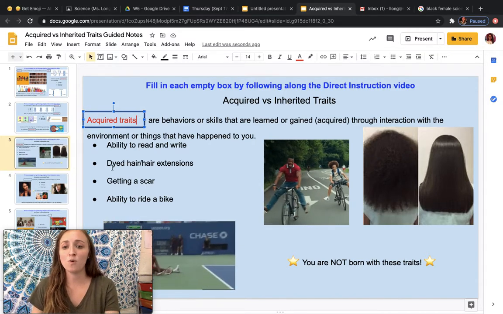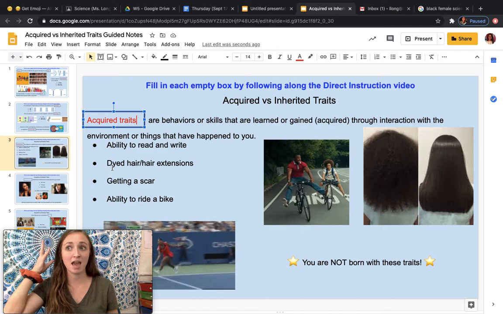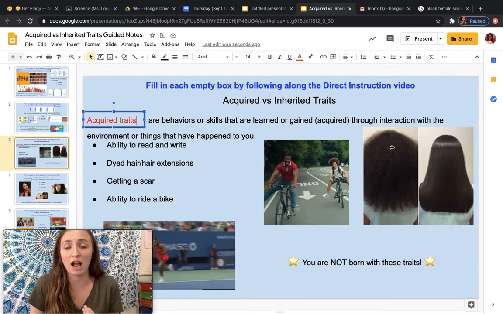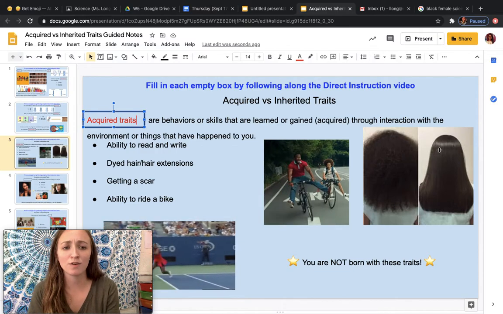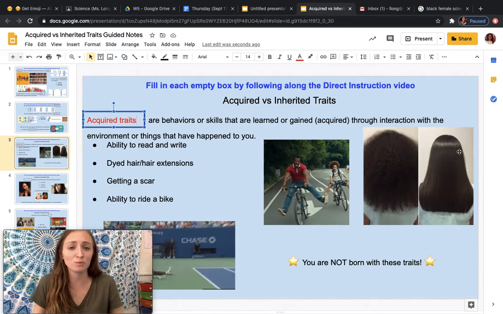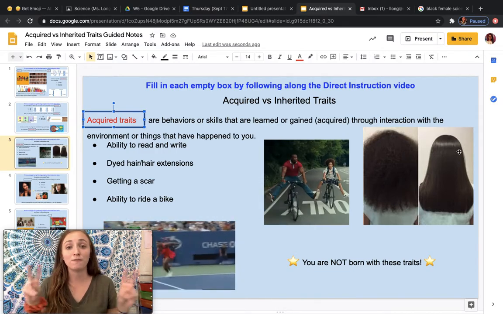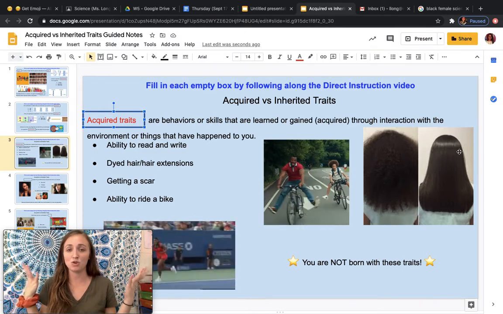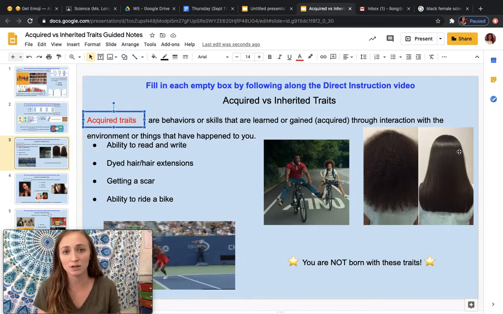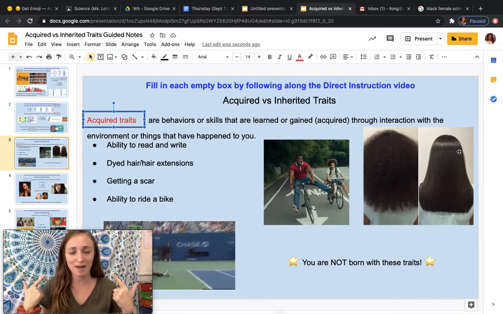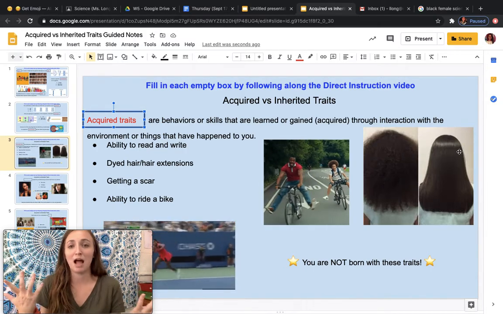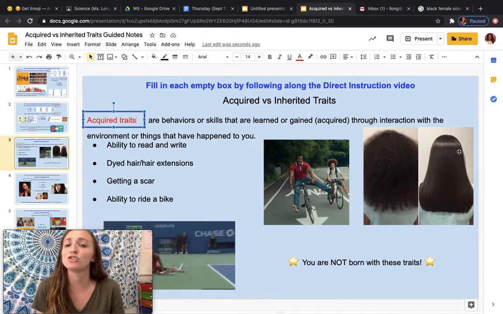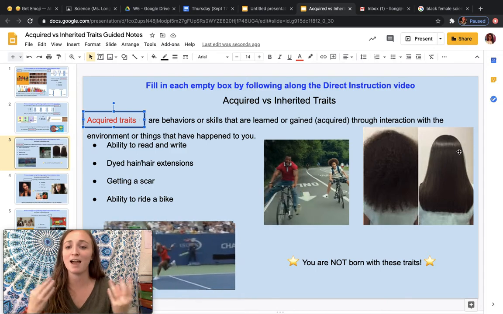Same thing with if you have dyed hair or you have hair that's not your own, or even if you just change how the texture of your hair looks. Like over here, if you get your hair relaxed, you're not born with straight hair. But your phenotype, what people see, is a little bit different because that's something that you have done to yourself. That's an experience that you have. If I dyed my hair black, I would have black hair, but my genes don't say that I should have black hair. That's something that I have acquired.